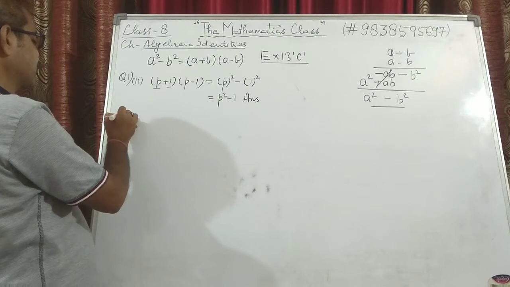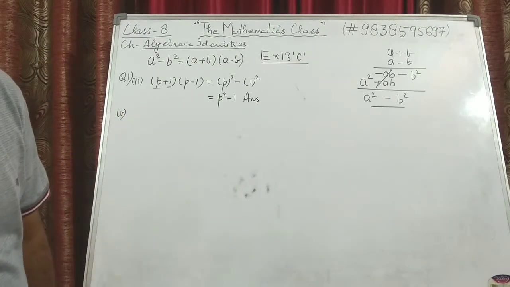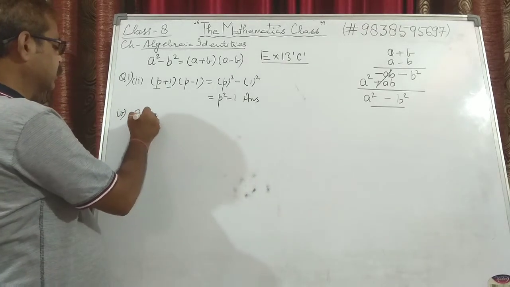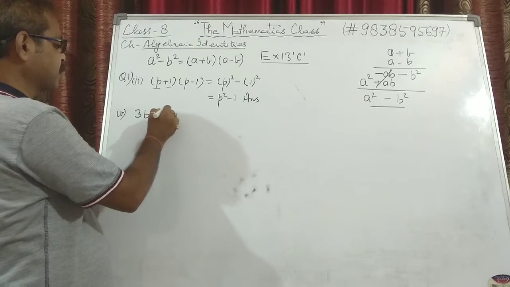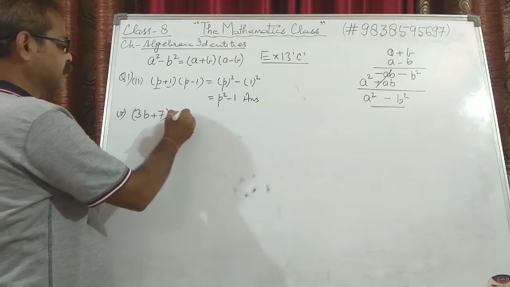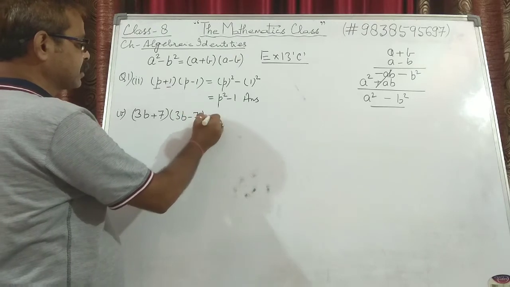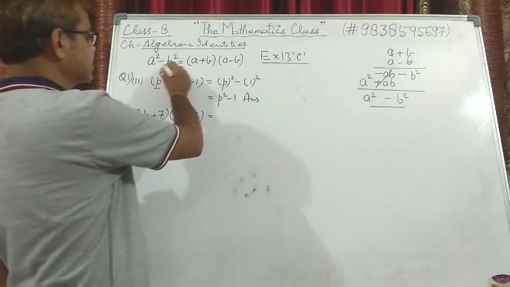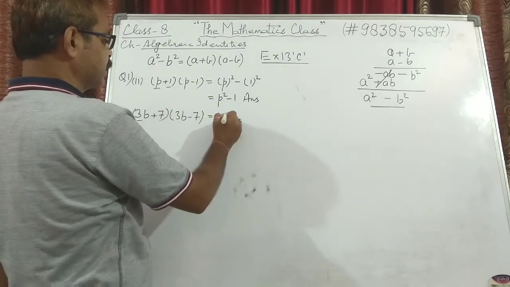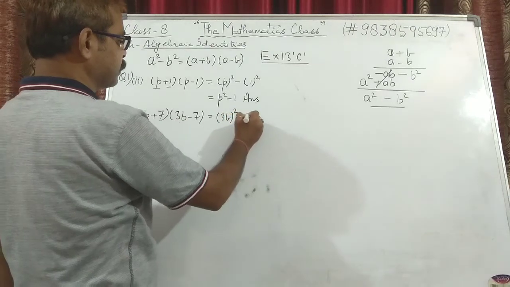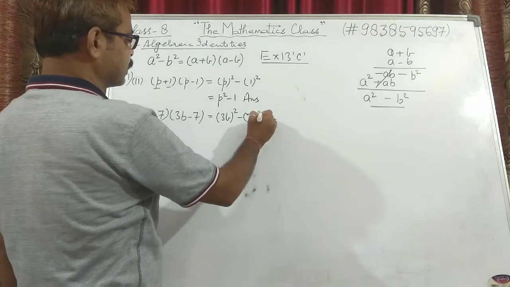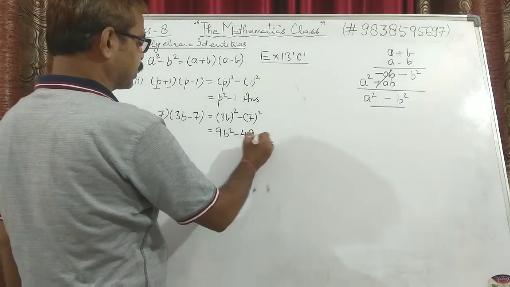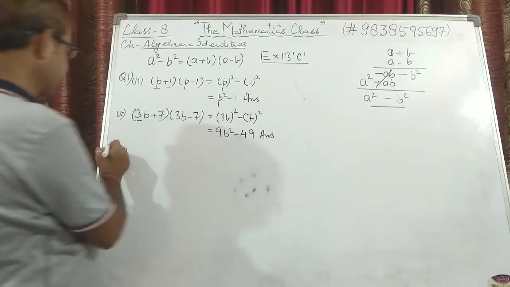Now we move on to the fourth part. What is the fourth part? 3b plus 7 in one bracket, multiplied by 3b minus 7 in the other bracket. So this is a, this is b. A plus b into a minus b is a square minus b square. A square is 3b whole square, minus b is 7, 7 square. 3 square is 9b square, minus 7 square is 49. That is the final value.